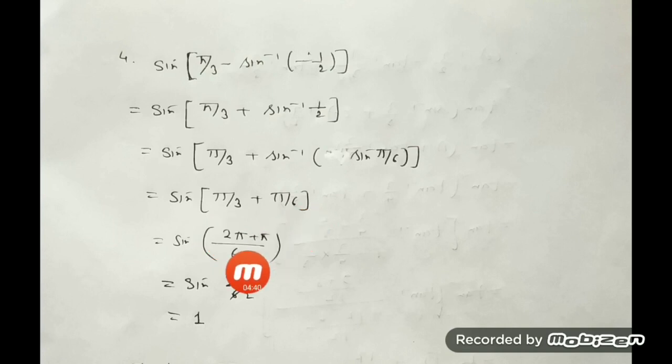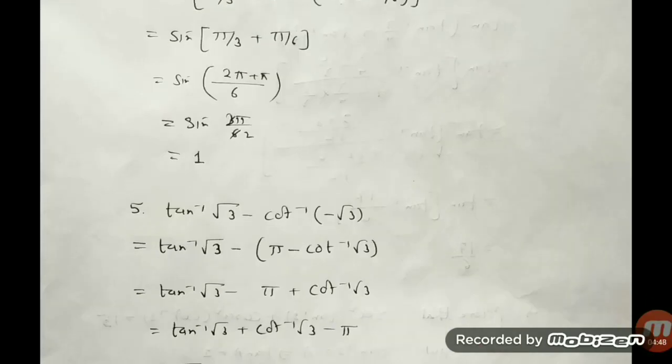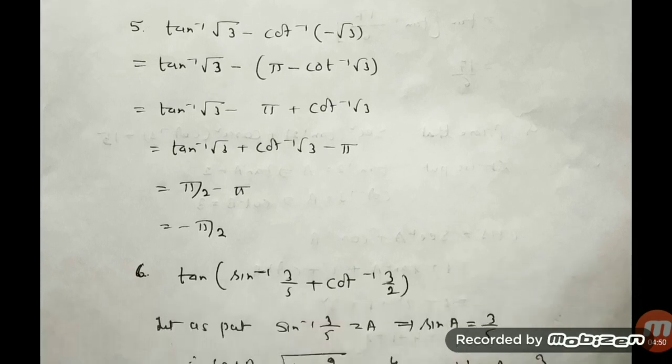Simplification: 6 is the LCM, and doing the calculation it becomes pi by 2, and sine pi by 2 value is equal to 1. In this question you see, the formula can be applied directly, so I have done it directly.